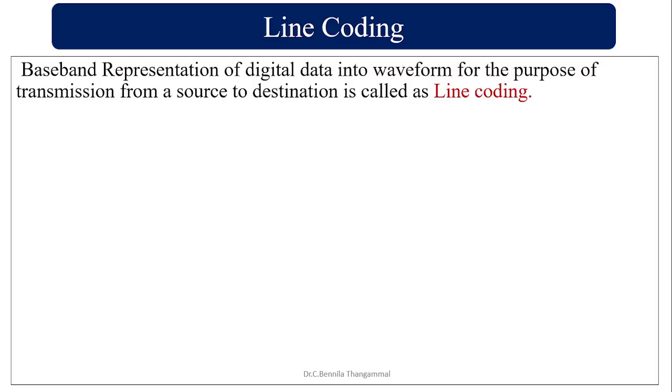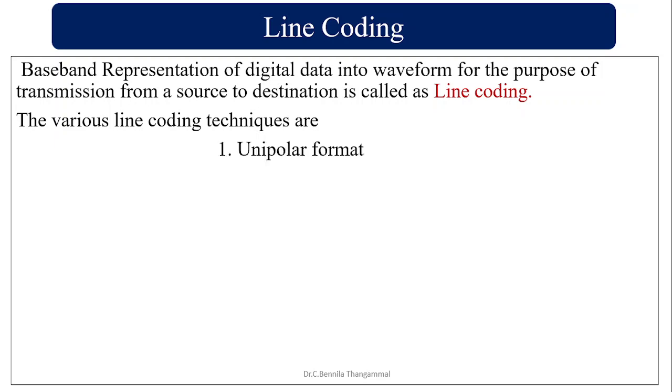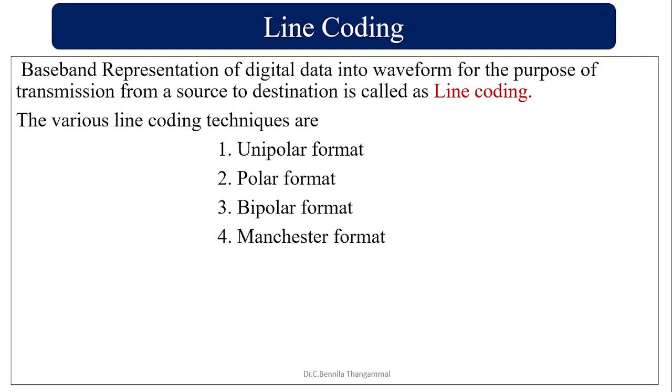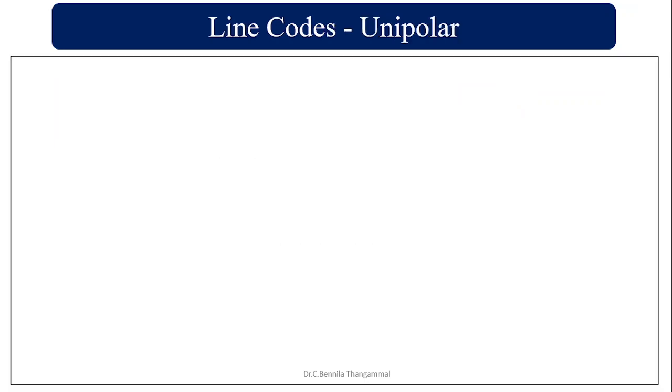So baseband representation of a digital data into a waveform for the purpose of transmission from a source to a destination is called line coding, and the various techniques or formats used for line coding are unipolar format, polar format, bipolar format and Manchester format. So first we'll see the unipolar format.